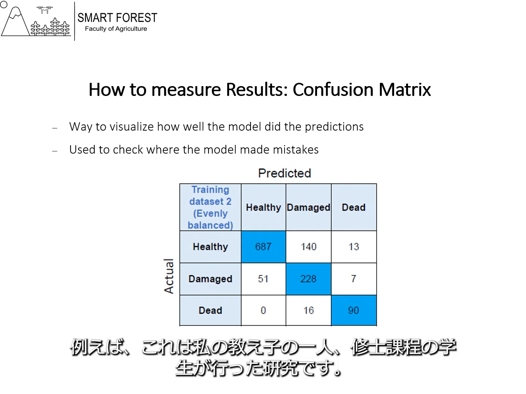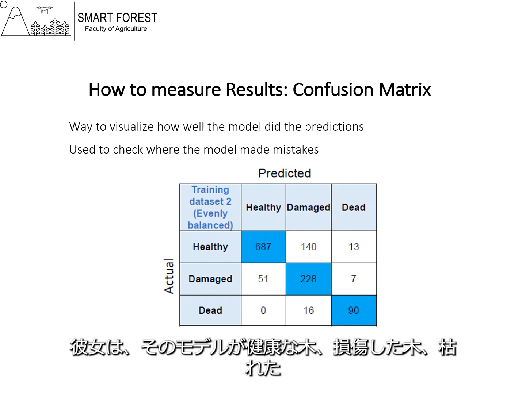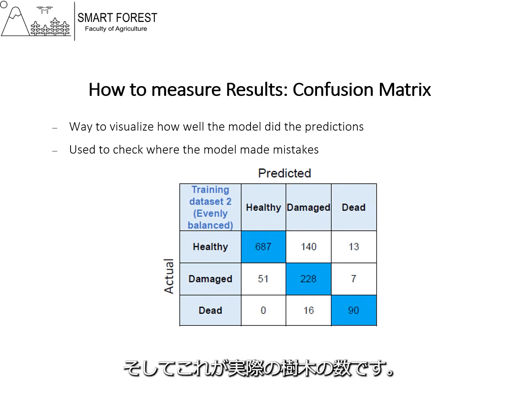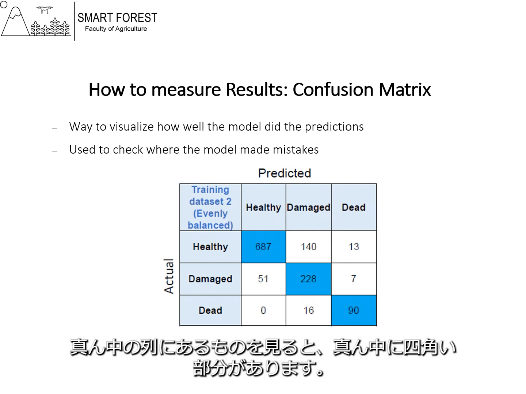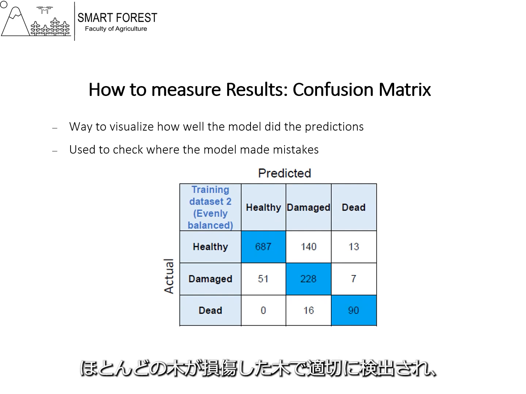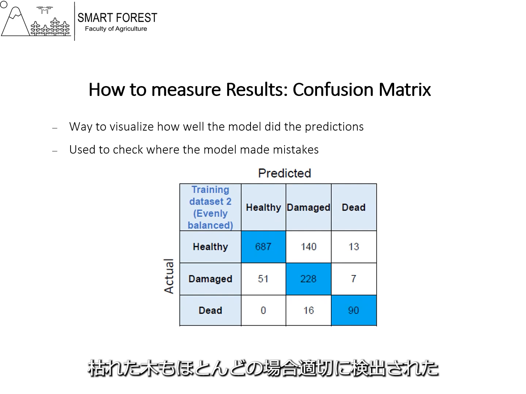For example, this is a study done by one of my master students. She was checking how well the model could predict healthy, damaged, and dead trees. And this was the actual number of trees. If you see the squares in the middle line, all the values there are true positives. So in the case of healthy, most of the trees were well detected, in the damaged too, and the dead trees were well detected most of the time.